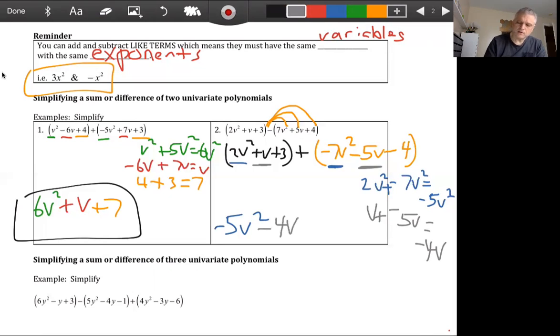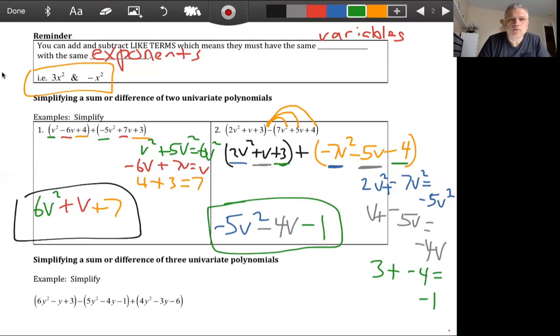Well, what's not underlined? We got positive 3, and we got negative 4. So 3 plus negative 4. Well, 3 plus negative 4 is negative 1. So we got minus 1. And there's our answer.